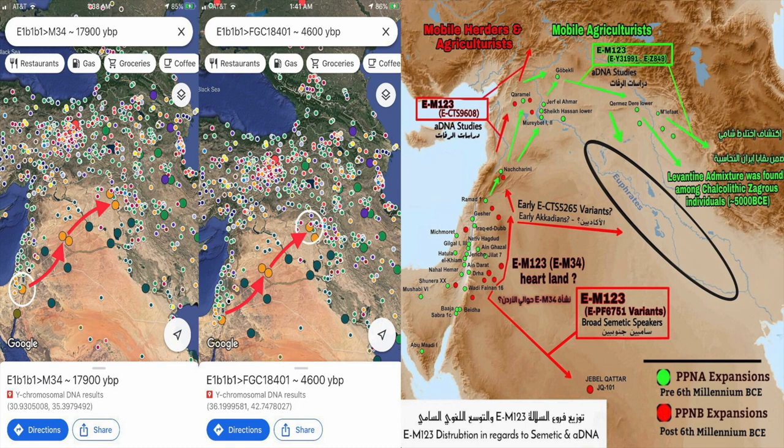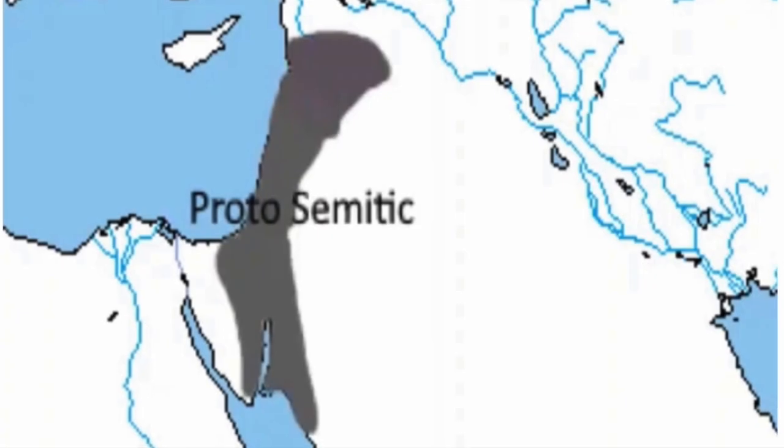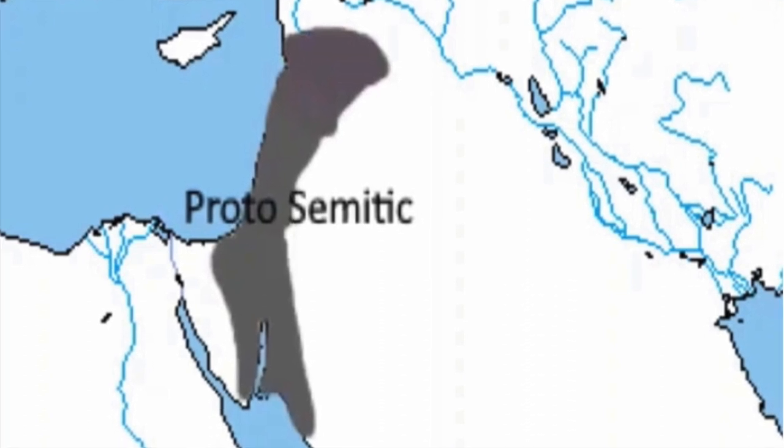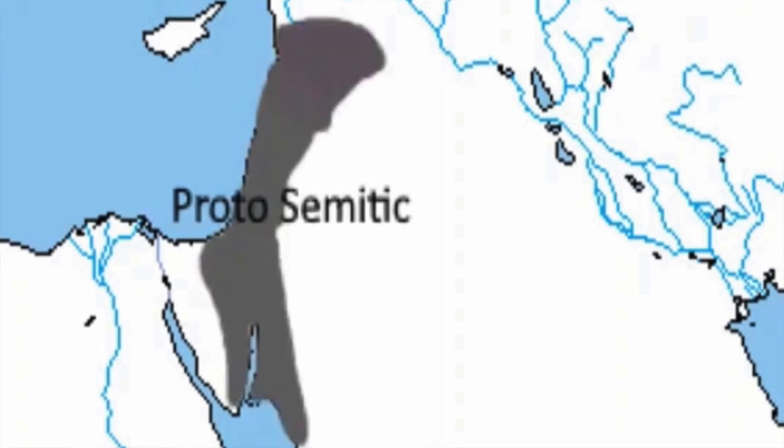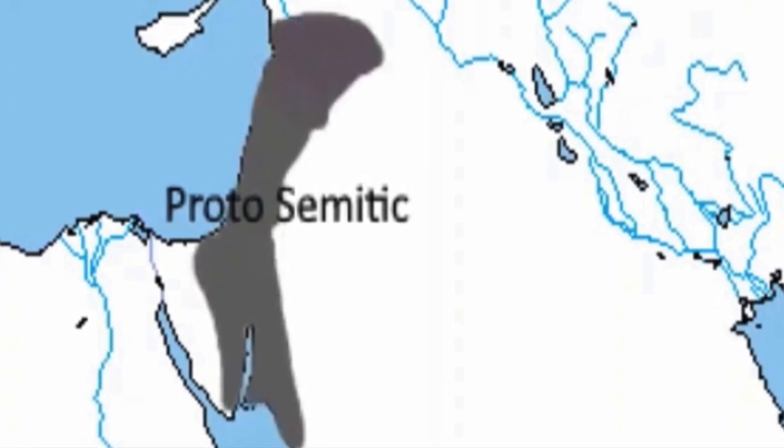Proto-Semites, their origins are in the Levant in 4000 BC, and Proto-Semites dispersed from the Levant in 3750 BC. Let's actually visualize this migration of Proto-Semites from the Levant into Mesopotamia and Arabia and Africa, since all of the best evidence points to the homeland of Proto-Semites in the Levant.